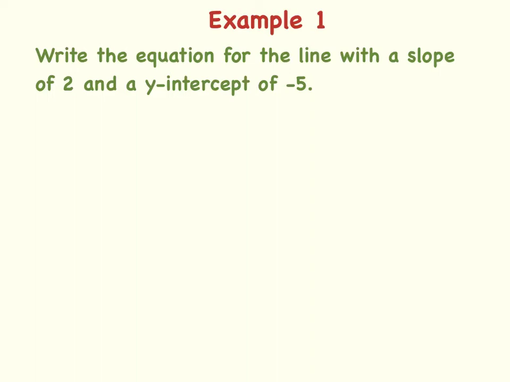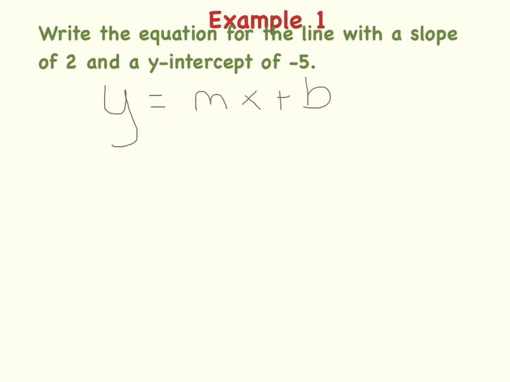Well, we need to remember first that slope-intercept form is y equals mx plus b. Okay, and we need to remember that m is our slope, and b is our y-intercept.